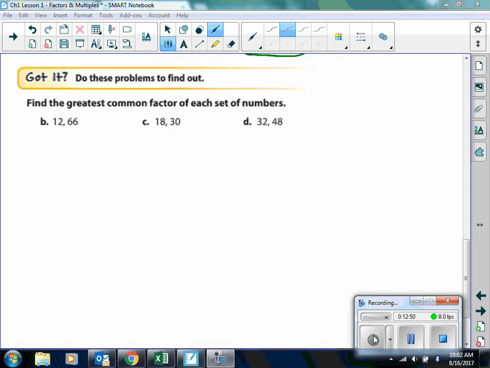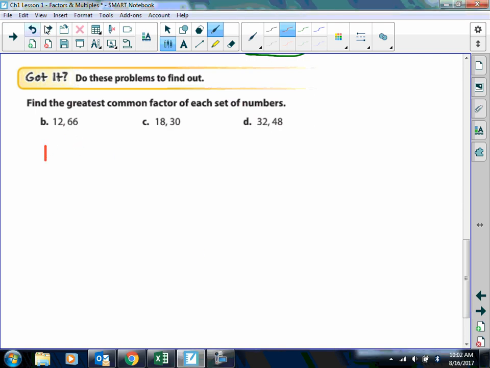All right, so for example B, for problem B, let's use the factor tree to do this one, okay? So we've already broken down the 12. We're just going to show our work again, okay? So 12 we can break down to 2 times 6 or 4 times 3. So 4 times 3, either one is fine. And then the 4 can be broken down to 2 times 2. And then we're going to bring down that 3. Okay?